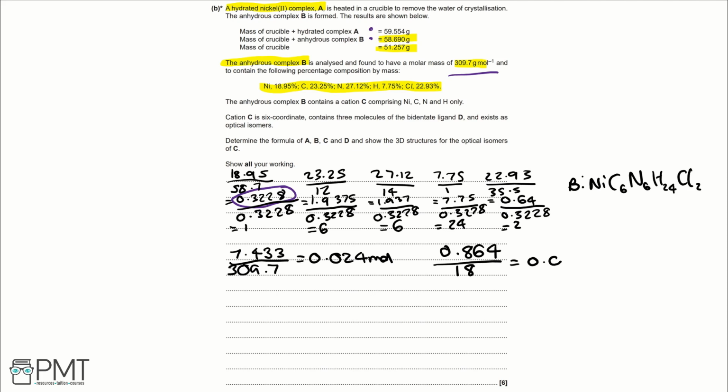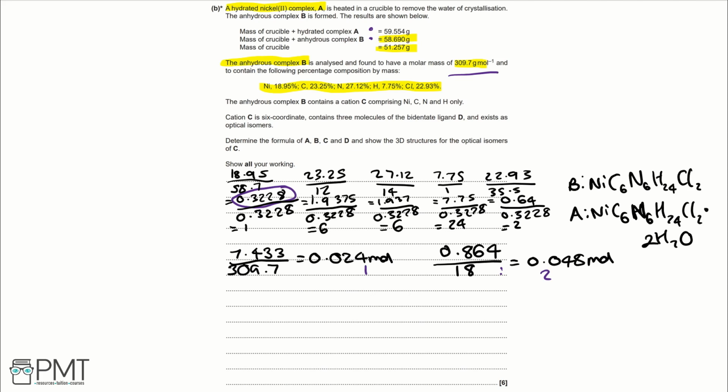of 0.048 moles. So we can see it's a 1 to 2 ratio, or molar ratio, 1 to 2. That means the formula for complex A is going to be Ni C6 N6 H24 Cl2 dot H2O with a 2 in front.